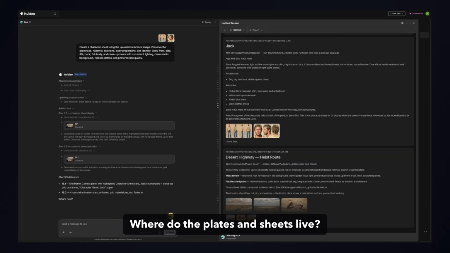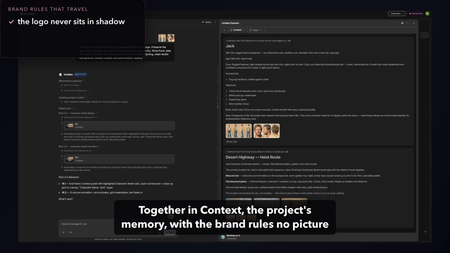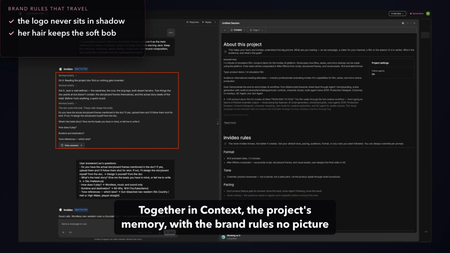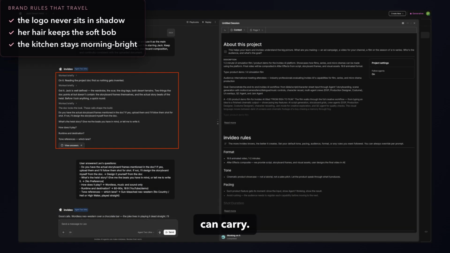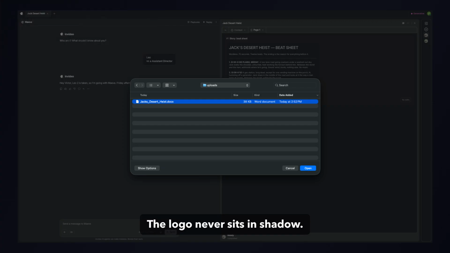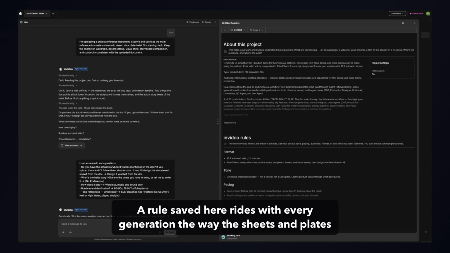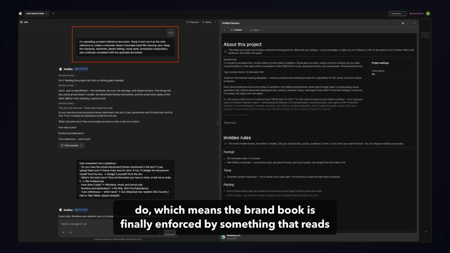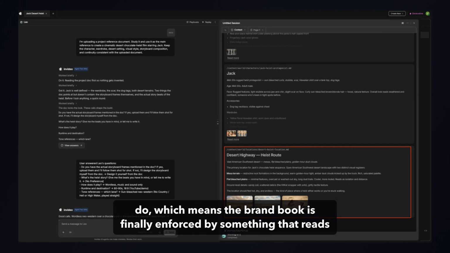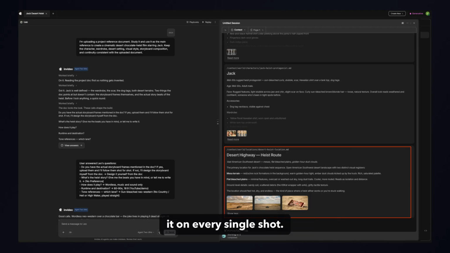Where do the plates and sheets live? Together in context, the project's memory, with the brand rules no picture can carry, the logo never sits in shadow, her hair keeps the soft bob, the kitchen stays morning bright. A rule saved here rides with every generation the way the sheets and plates do, which means the brand book is finally enforced by something that reads it on every single shot.